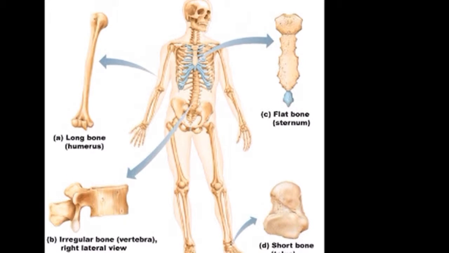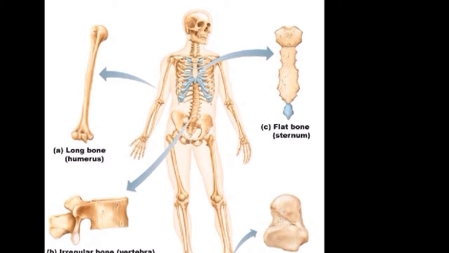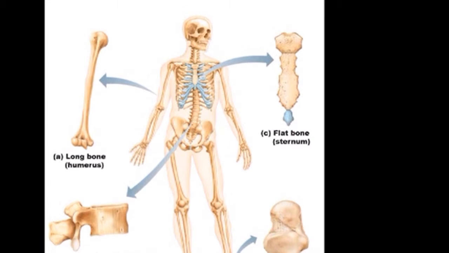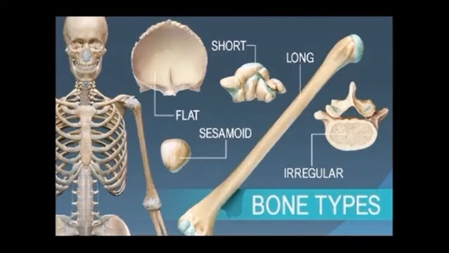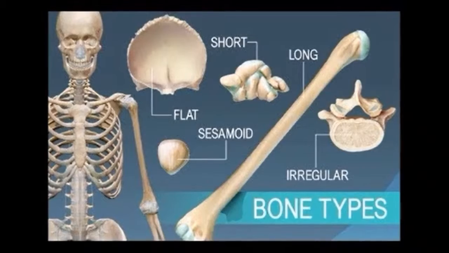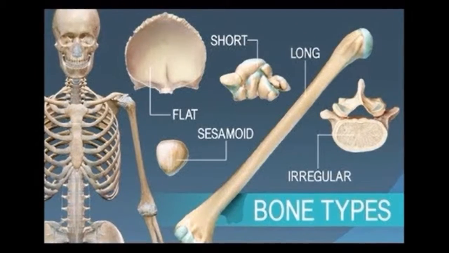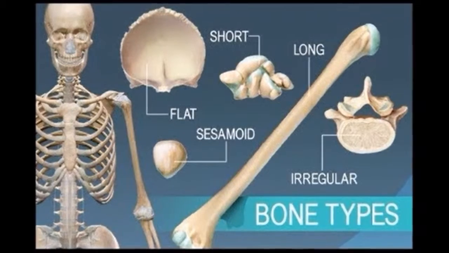Then the short bones are about as long as they are wide and are often round in shape. The flat bones vary in size and shape, but have the common feature of being very thin in just one direction. Irregular bones have a shape that does not follow the pattern of the long, the short, or the flat.